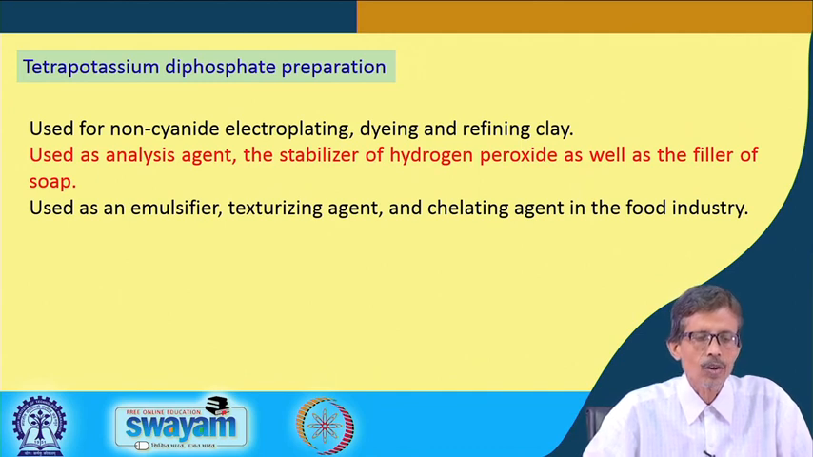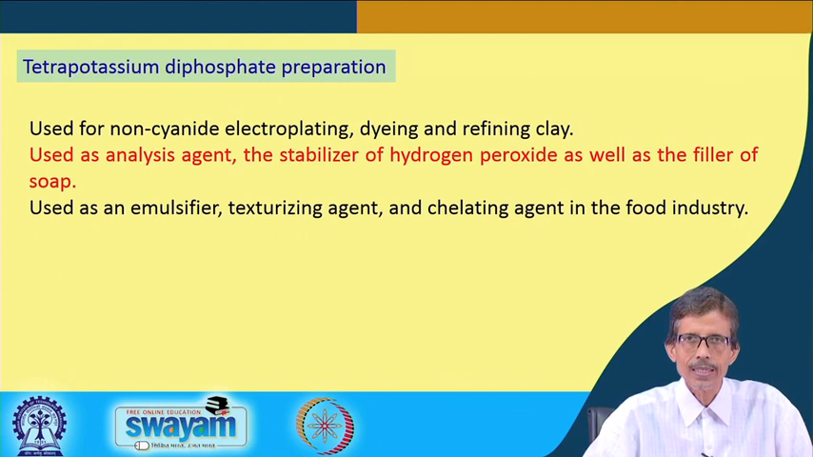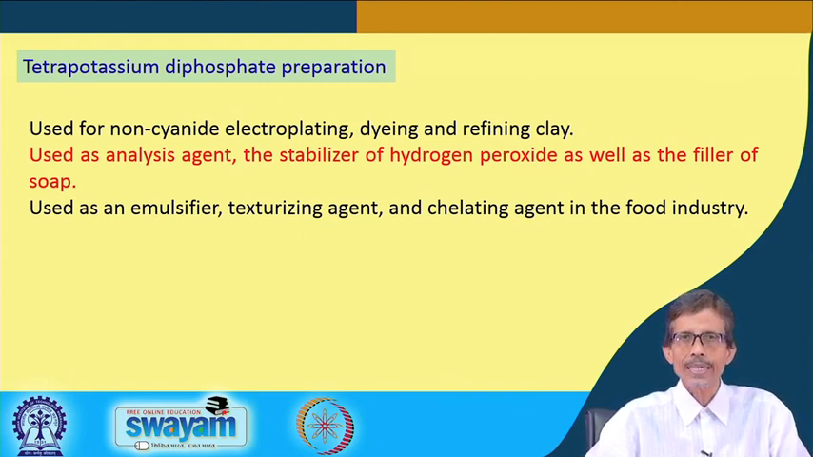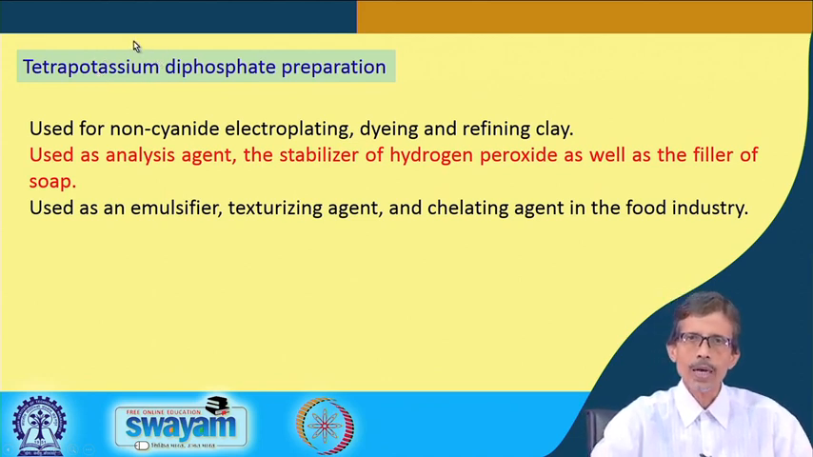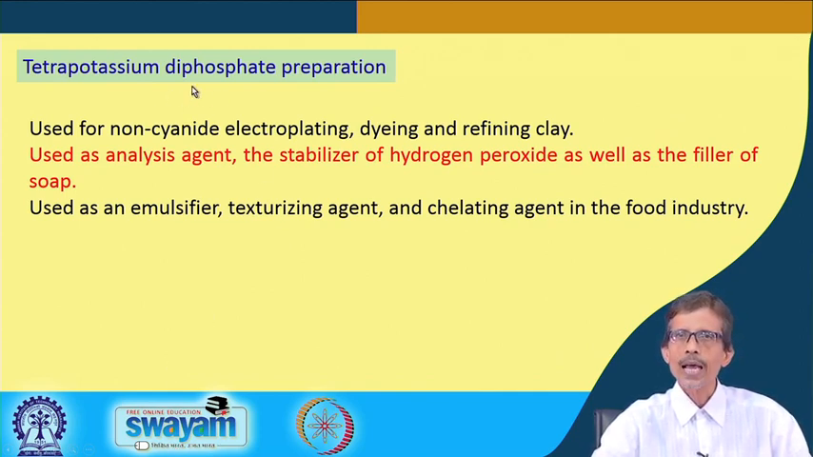The second category of uses is that it can be used as an analytical reagent. It can be useful as a gravimetric reagent, such that it can give you the corresponding diphosphate for the metal ions, because in tetrapotassium diphosphate you already have potassium ions. If we substitute those potassium ions by other metal ions like calcium, magnesium, even lead and others, we can get the corresponding diphosphate salts of those metal ions.